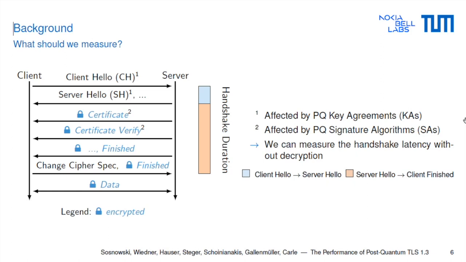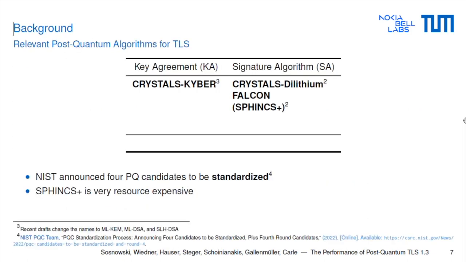All right, the only thing left is what algorithms we should now investigate. For this, I've listed here the currently relevant algorithms. These are Crystals-Kyber for key agreement, and Crystals-Dilithium, Falcon, and SPHINCS+ for signature algorithms.